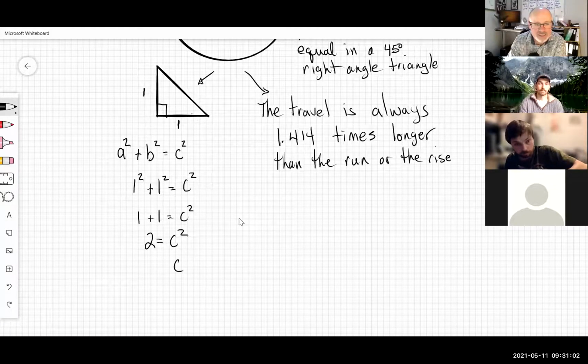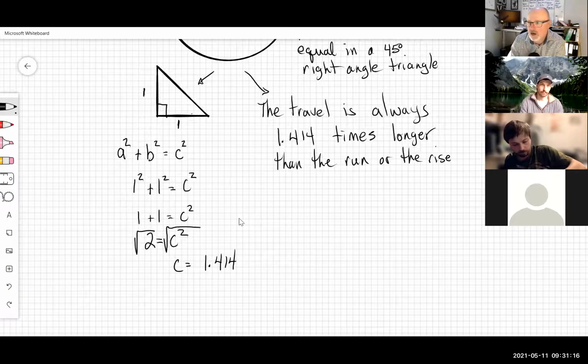I want to get c all by itself. To do that, I square root c squared, and square root 2. C is going to equal 1.414. And that's where we get that number from.